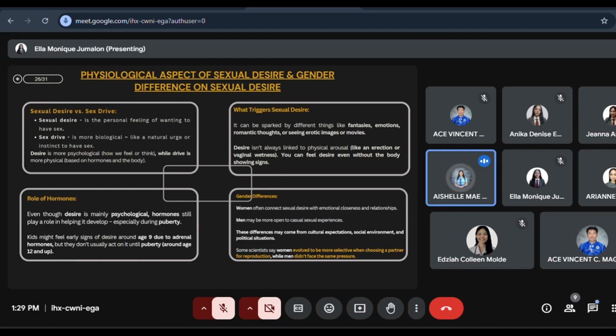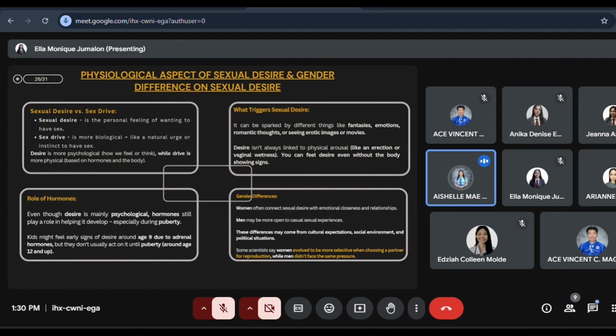Additionally, there are notable gender differences in how sexual desire is experienced and expressed, and cultural, social, and even political factors can shape these differences. Research has found that women tend to associate sexual desire more strongly with emotional intimacy and personal relationships. In contrast, men are more likely to engage in casual sexual behavior and may not always require emotional connection for sexual interest.